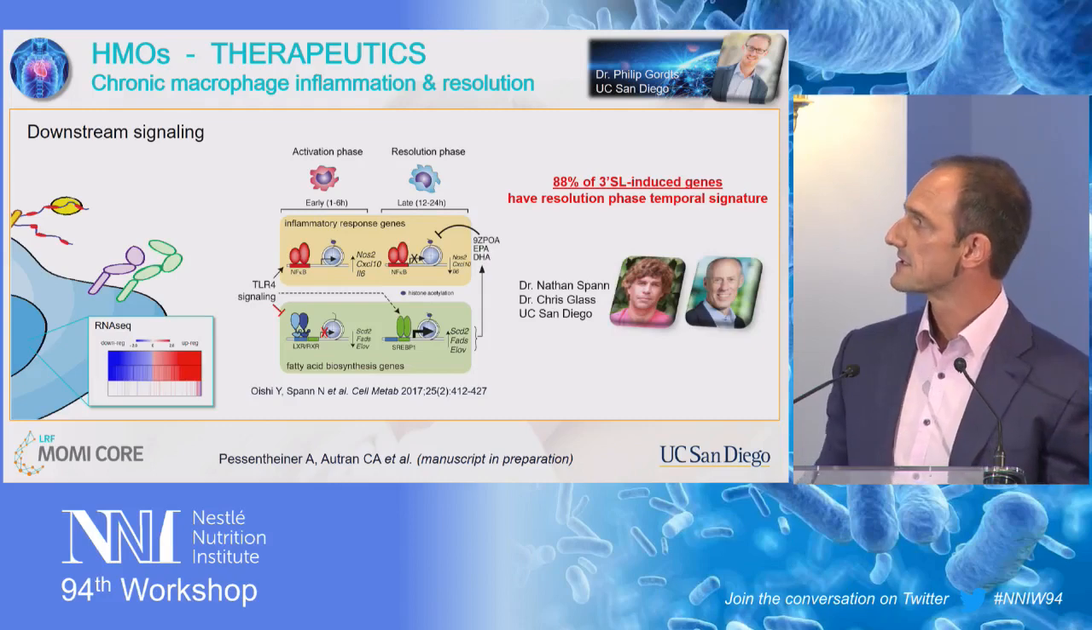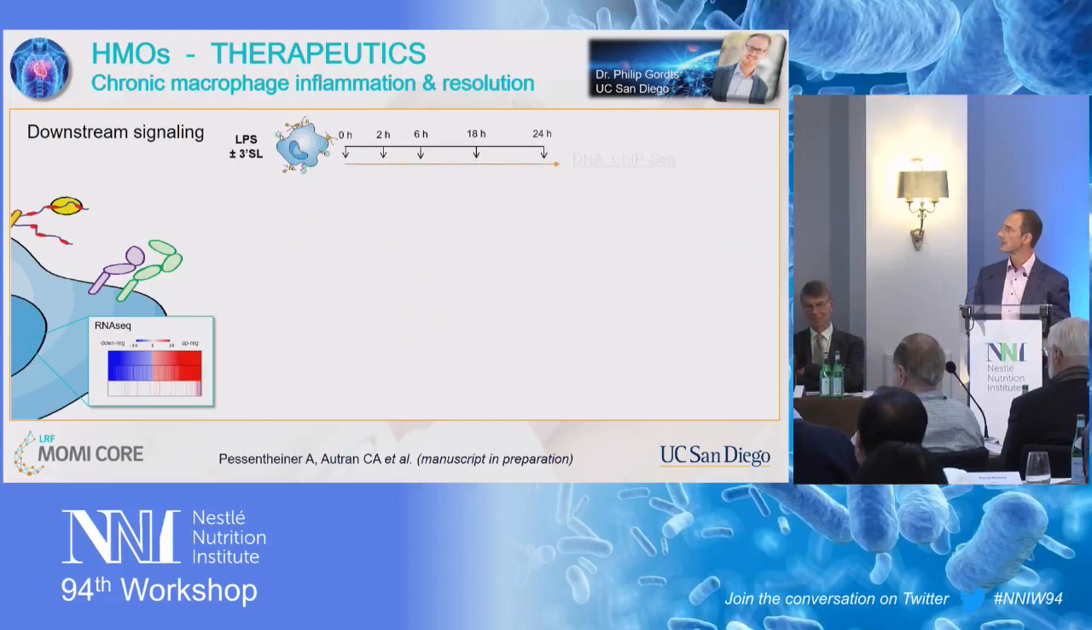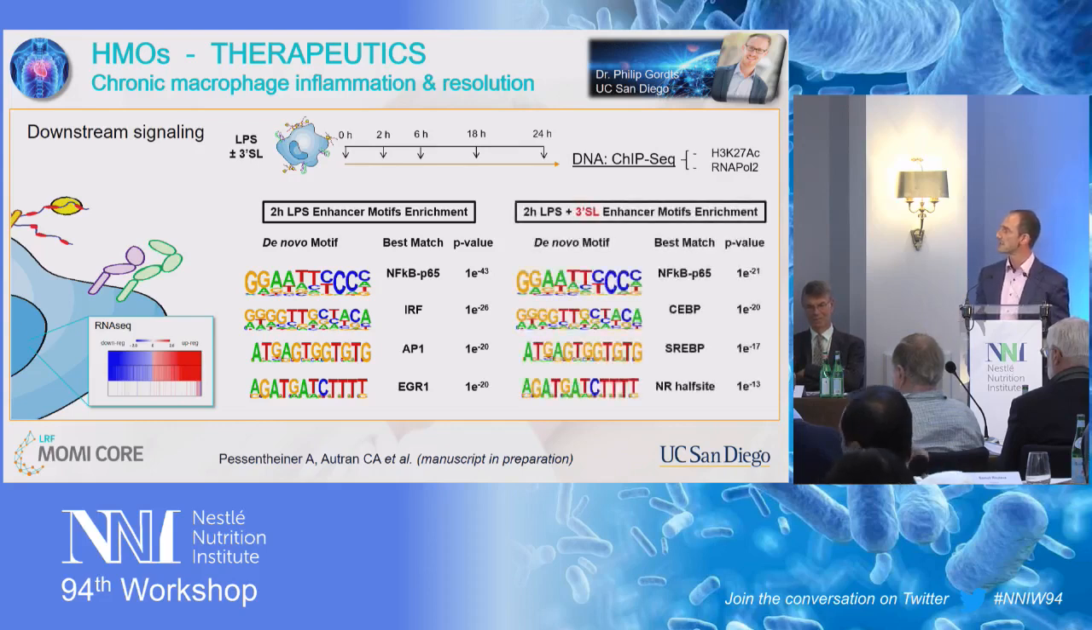So we went to Chris, asked him, can you help us with this? Can we throw our compound on it and then do ChIP-seq? So we did this experiment here, just to cut this very short now because it's very detailed, but just to show you that we're really going deep into this. So if you look at 2 hours, just LPS, you see all these NF-kappa B, all these different inflammatory pathways go up. But here you see the lipid metabolism coming up when you add 3SL to the mix.